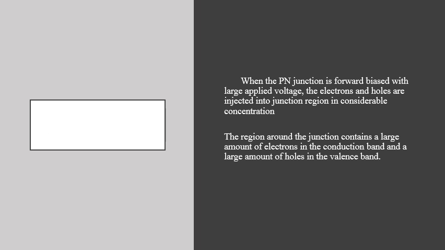When the PN junction is forward biased with a large applied voltage, electrons and holes are injected into the junction region. As we have seen in the previous slide, holes come from the P side and electrons from the N side. In the junction region, a very high concentration is there, and the region around the junction contains a large number of electrons in the conduction band and a large number of holes in the valence band. They combine there.